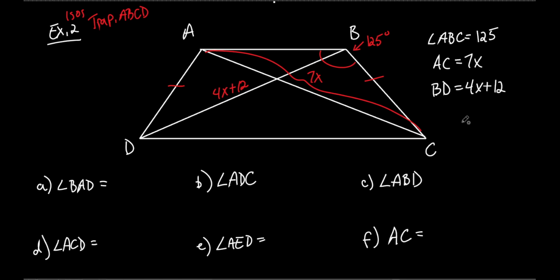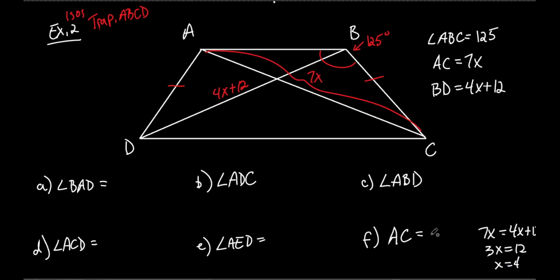It's pretty easy. So what do I got? Let's do this in white instead of red. So let's do it right here. So what? 7x equals what? 4x plus 12. Subtract 4x, we get 3x equals 12. Divide by 3. What's x? X equals 4. Is that my answer, though?